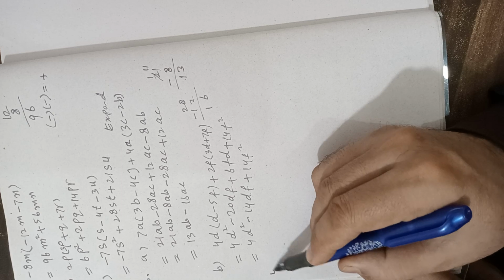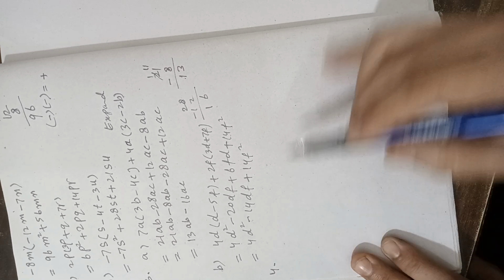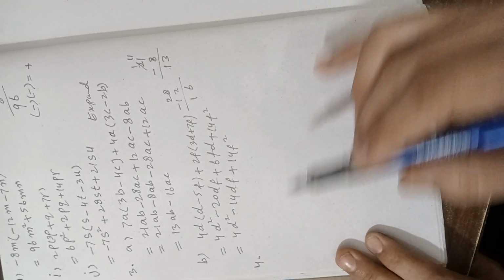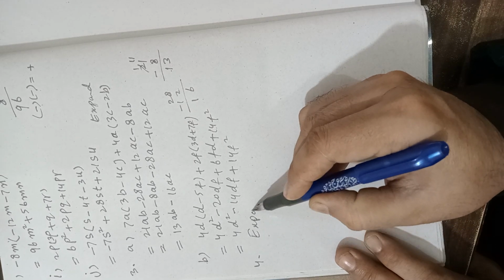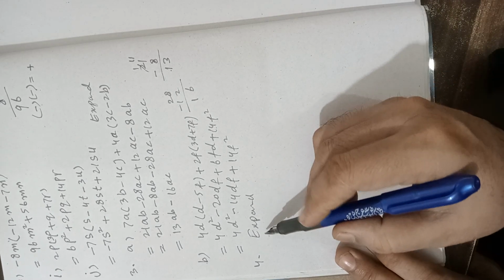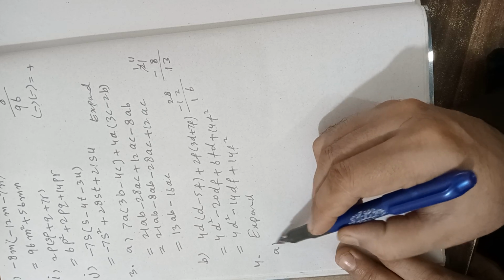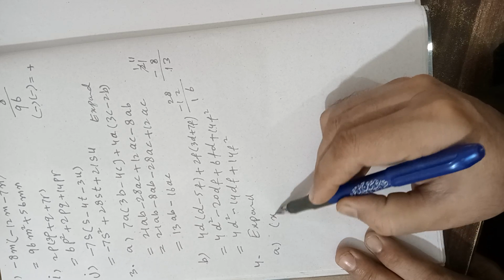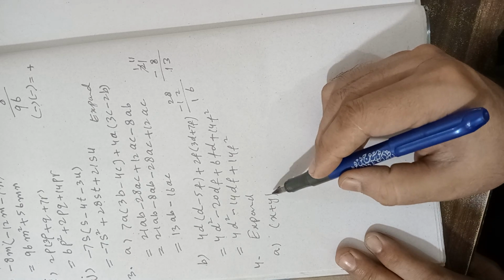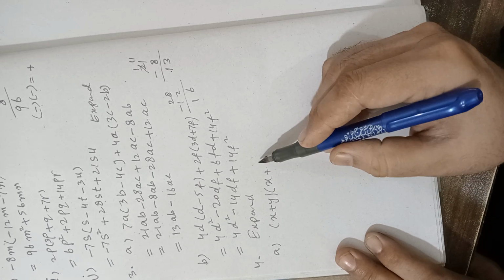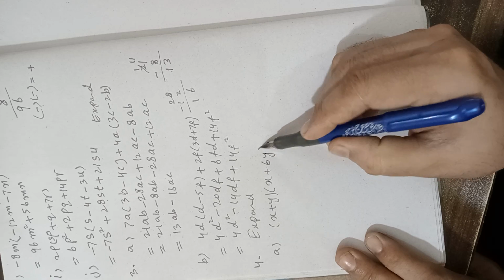Then there is the fourth question, which is expand, and you know that expand means to remove all the brackets, and the A part is x plus y into x plus 6y.